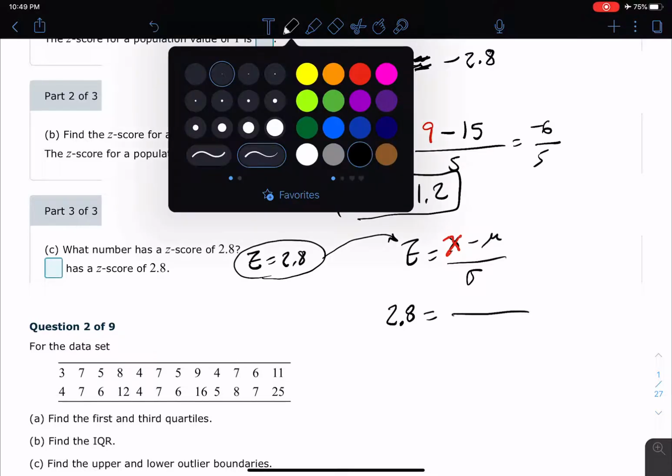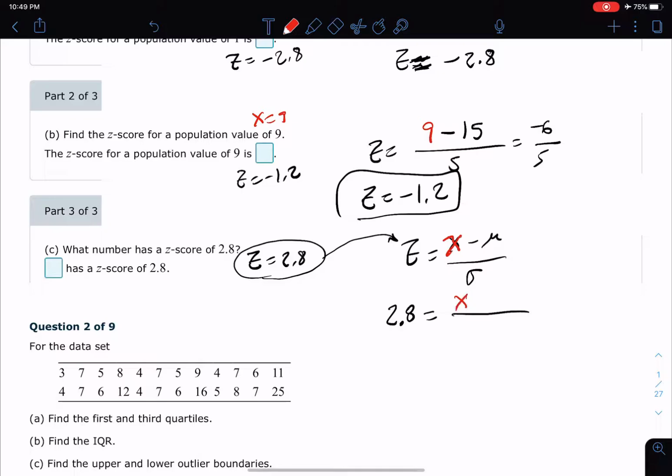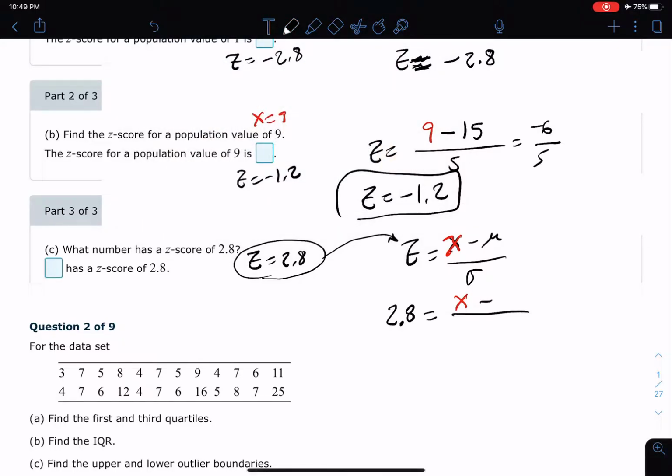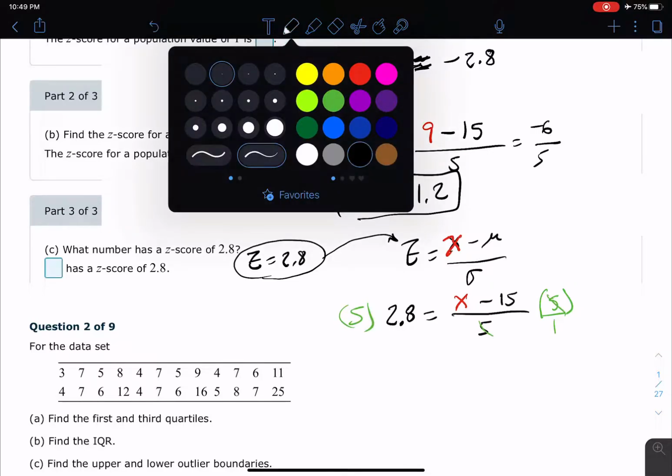I'll continue with some red for one more line of work. x minus the mean, which is still 15, divided by the standard deviation, which is 5. How do you solve the problem? Well, we want to start stripping this away. We want to start isolating x. So if I multiply both sides by 5, that does a nice job of reducing. I multiply the right and left by 5.